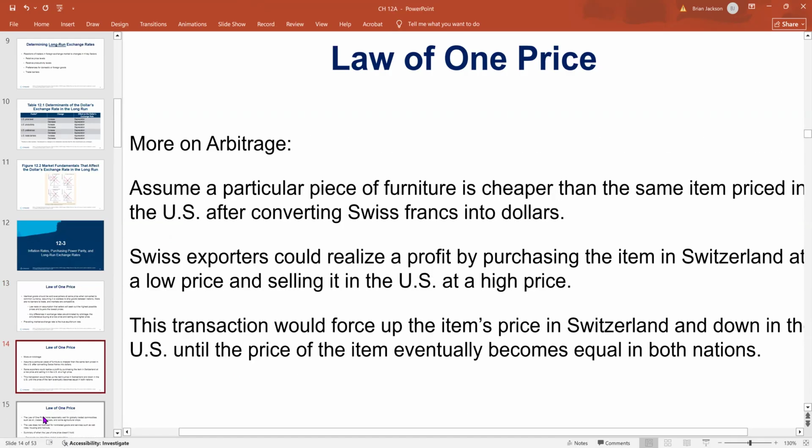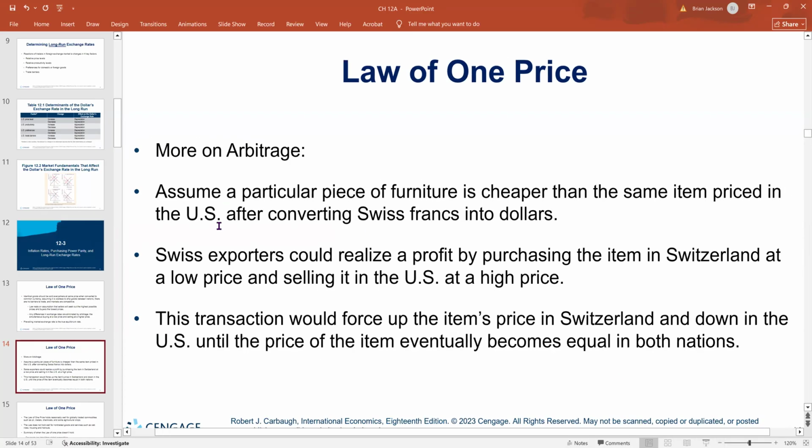Also, a little more here on explaining what arbitrage is. In this slide, I inserted this here just to give you an example of what arbitrage is. And again, we're going to assume that if there are arbitrage opportunities, those dissipate really quickly. But here's an example of an arbitrage situation. Assume that a particular piece of furniture is cheaper than the same item priced in, say, the U.S. after converting Swiss francs into dollars.